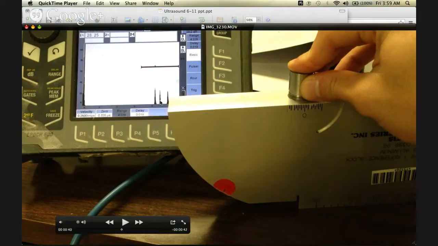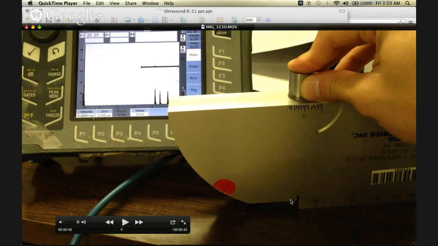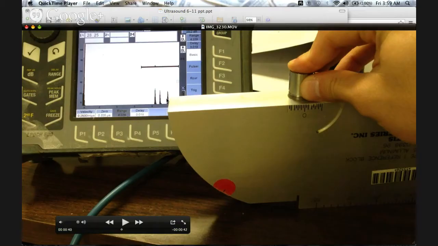The second one would be to the left of the notch, right here. Correct, because it's the next one further away from the transducer. And the last one would be my far indication.